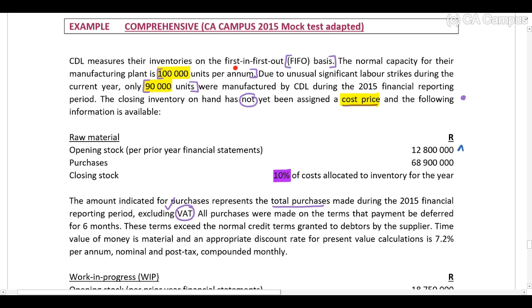All purchases were made on the terms that payment be deferred. Immediately, guys, you need to identify that you will have to calculate a present value for 6 months. These terms exceed the normal credit terms granted by the supplier. Time value of money is material, and an appropriate discount rate for present value calculation is 7.2% per annum, normal and post-tax, compounded monthly. Guys, therefore, this should be pre-tax. You need to know this. You should be able to calculate the pre-tax.